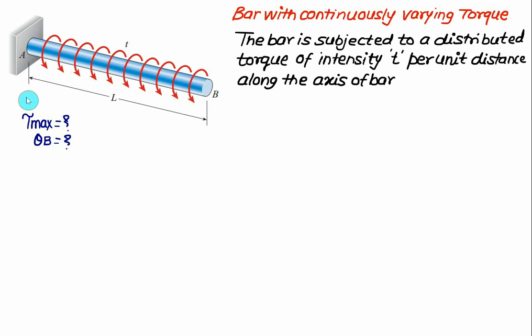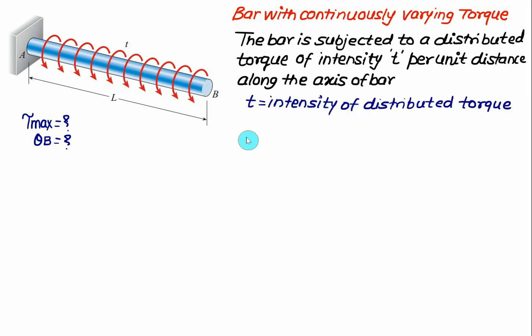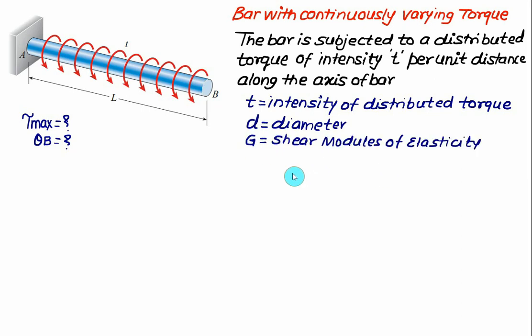Let's say here T represents the intensity of a distributed torque, D represents the diameter of a solid shaft, and G represents the shear modulus of elasticity. Out of that, the diameter D and the value of G remain constant and will not change with respect to x. We'll consider here a section at a distance x from B, where we have set up our axis x. At B we have x equal to 0, at A we have x equal to L, and we'll consider here a very small element of length dx.